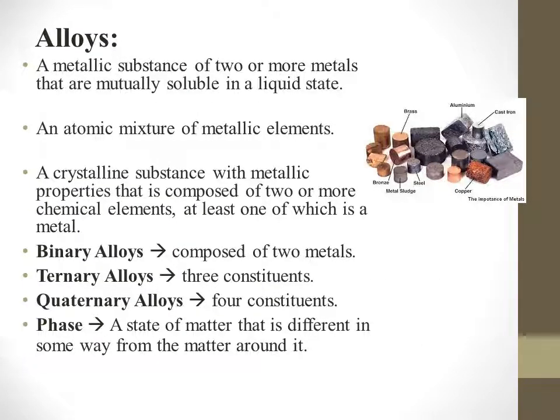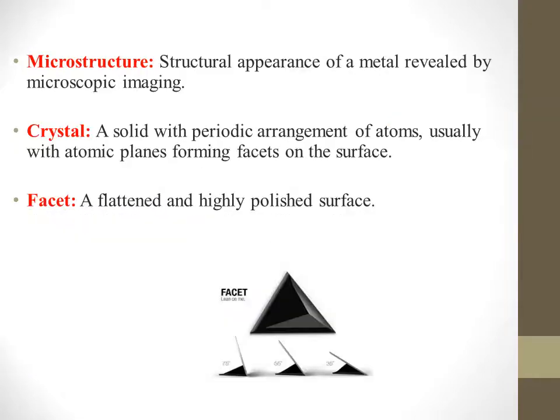There are many other definitions of alloys, but I think the best one is a crystalline substance with metallic properties that is composed of two or more chemical elements, at least one of which is a metal. But because we are talking about metallurgy, the alloys we will be dealing with will be basically a mixture of metallic elements. So they can be binary, ternary or quaternary depending upon the number of metals present. Another term that we'll be talking about is a phase, which is a state of matter that is different in some way from the matter.